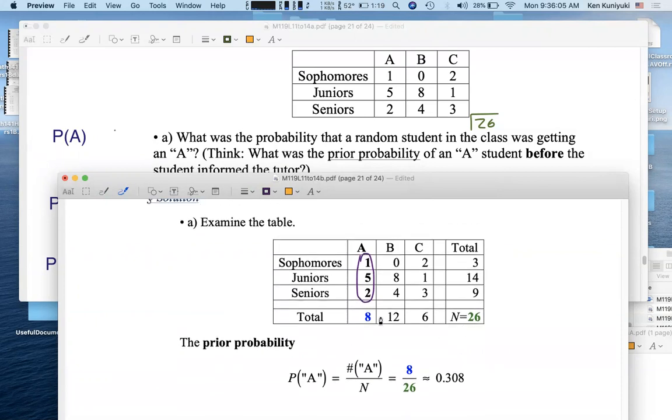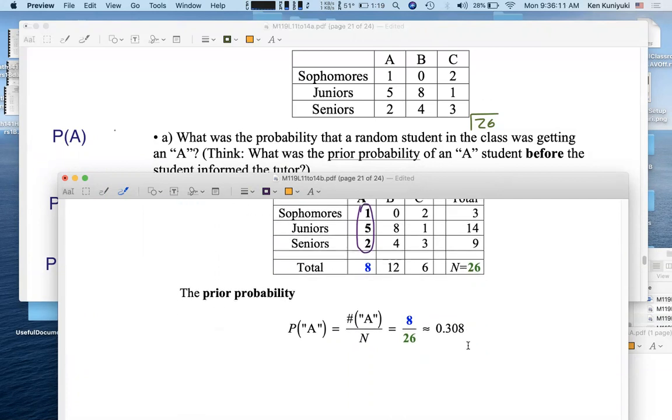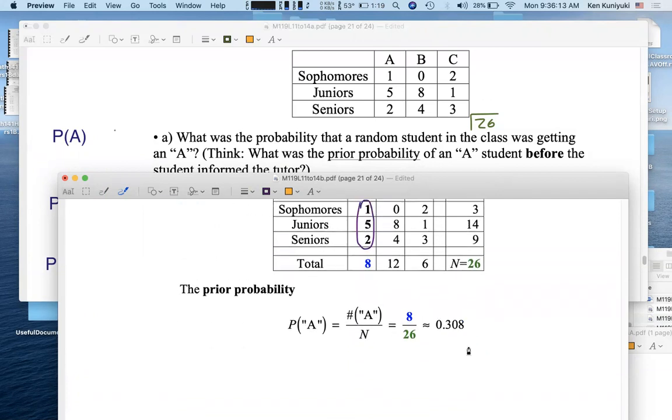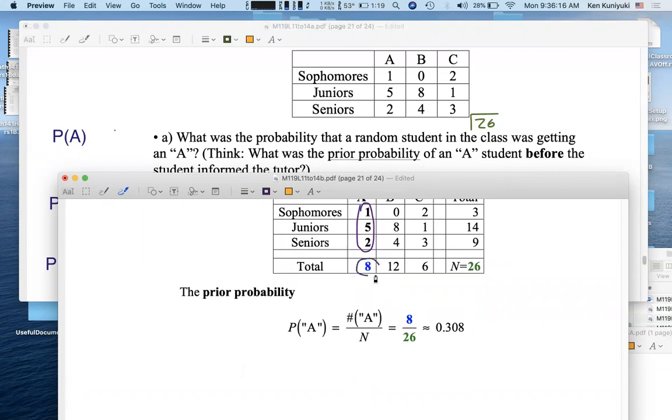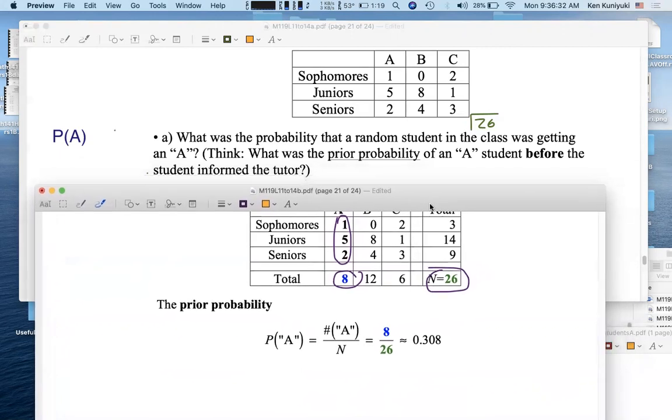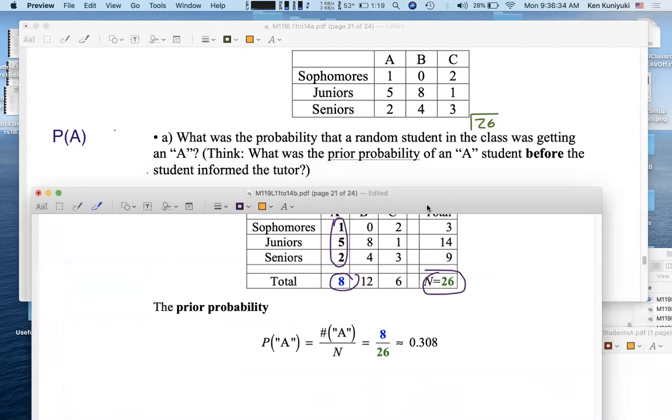Now, since there are 8 students getting A's, 26 students total in the class, that means that the probability that a randomly selected student in the class is getting an A is 8 over the grand total of 26. So 8 over 26. The number of trials for which the student's getting an A over the total number of trials, the total number of students. 8 over 26, by the way, is about 0.308. That's the prior probability of a random student getting an A.